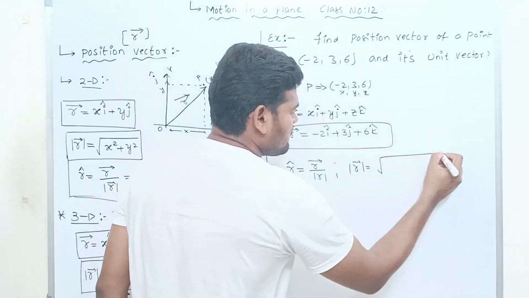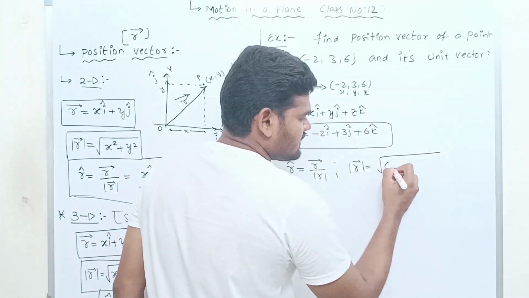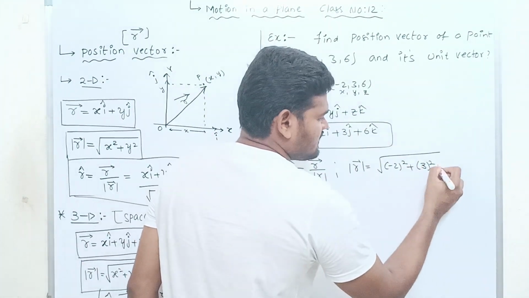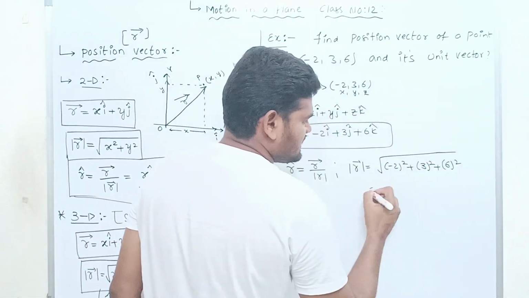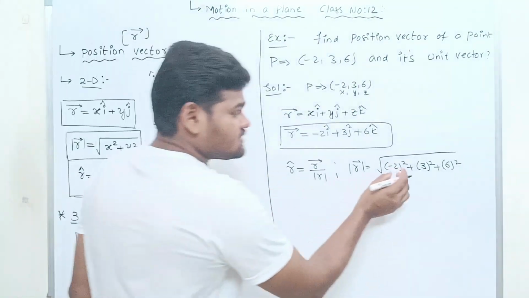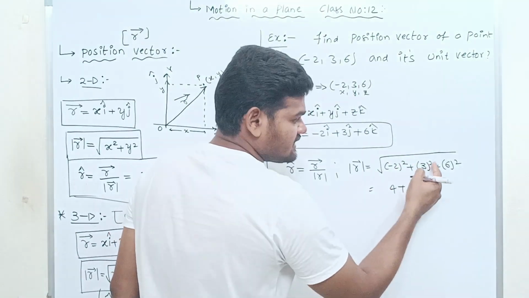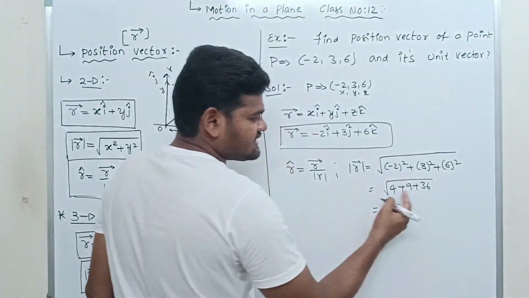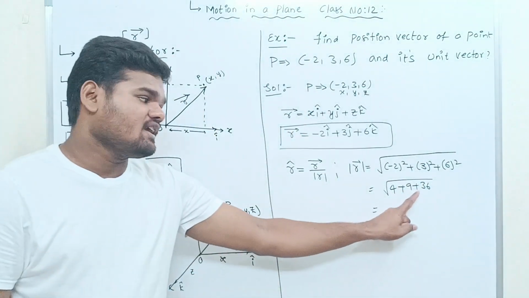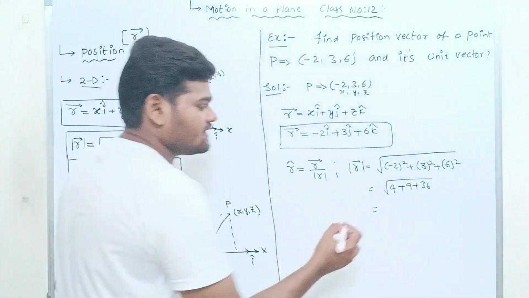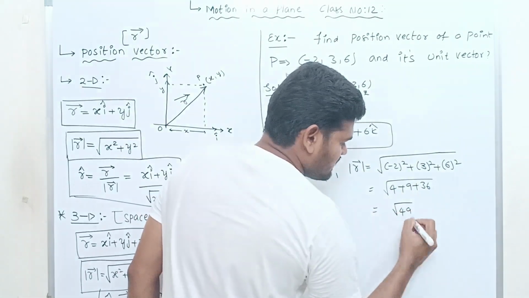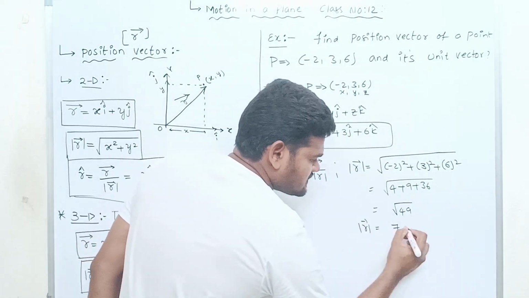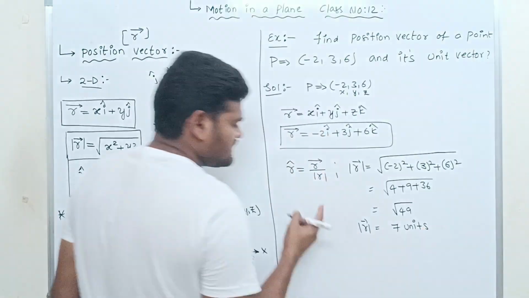So what is the magnitude of the r bar vector? That is equal to the square root of the coefficient of i cap squared, that is minus 2 squared, plus the coefficient of j cap squared, that is 3 squared, plus the coefficient of k cap squared, that is 6 squared. Minus 2 whole squared is 4, 3 threes are 9, plus 6 sixes are 36. 36 plus 4 is 40, 40 plus 9 is 49. Root over 49 is 7. So the magnitude of vector r bar is 7 units.